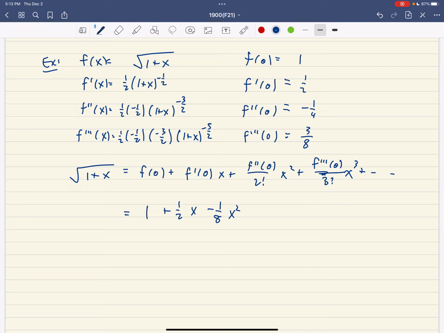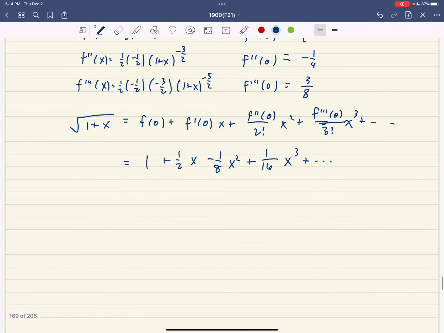And next, the third derivative is 3/8. If we divide that by 6, we end up with 3/8 divided by 6, so that's 1 over 8 times 2, because the 3's cancel. 3 over 6 is 1/2. In other words, 1/2 times 1/8 is 1/16. We got 1/16 x cubed. Okay, and then you could figure out all the rest of the terms, the next terms.